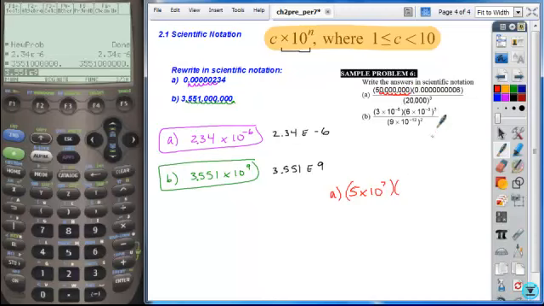I'm going to multiply that by, I only have one digit at the end of this exceptionally small number. So I write that digit, move the decimal 1, 2, 3, 4, 5, 6, 7, 8, 9, 10 places to the left. So I get 6 times 10 to the minus 10.